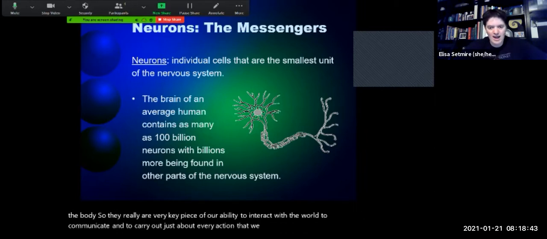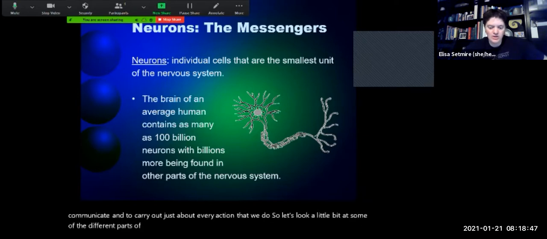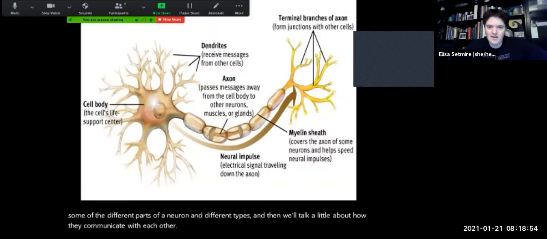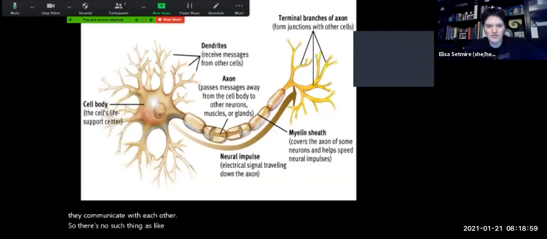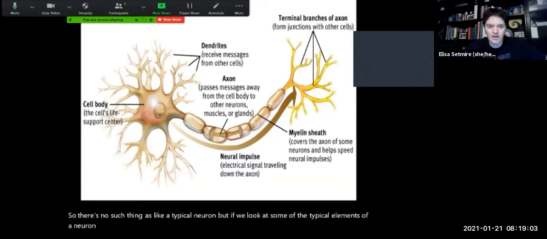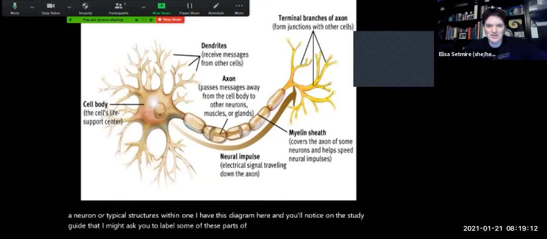So let's look a little bit at some of the different parts of a neuron and different types, and then we'll talk a little about how they communicate with each other. There's no such thing as a typical neuron, but if we look at some of the typical structures within one, I have this diagram here, and you'll notice on the study guide that I might ask you to label some of these parts of a neuron in addition to asking you what they do. So make sure that you know both.